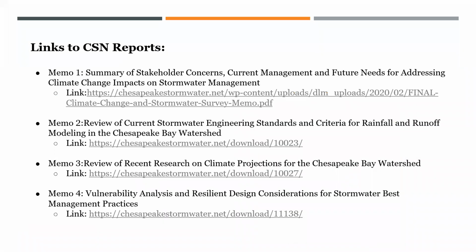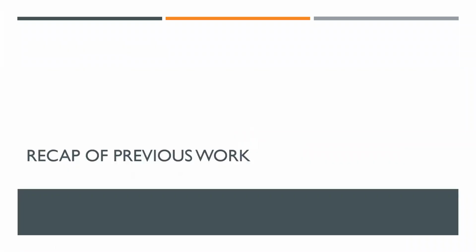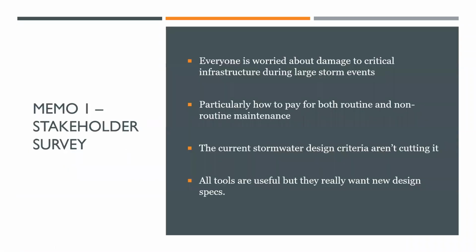So these are the links to the reports. I'll just start with the quick recap of the previous work. Our first memo was focused on a stakeholder survey, right? So we spoke with about 200 different stormwater managers across the Chesapeake Bay watershed, both local government, private sector, and state government, just to get a feel for where folks were with climate resilience in general. What are the concerns, what is currently being done, and then what tools or resources do they want to see in the coming years.